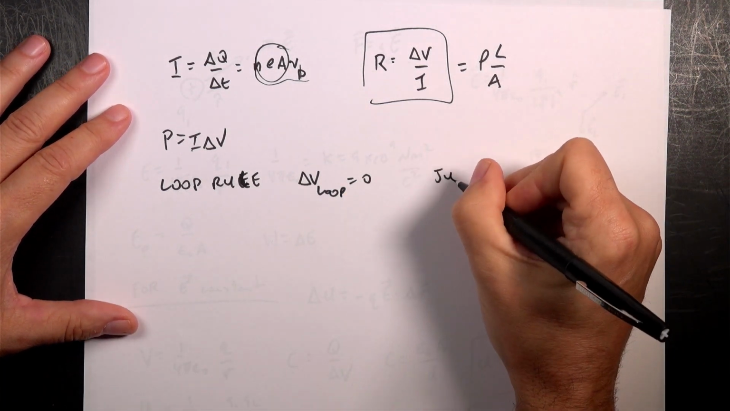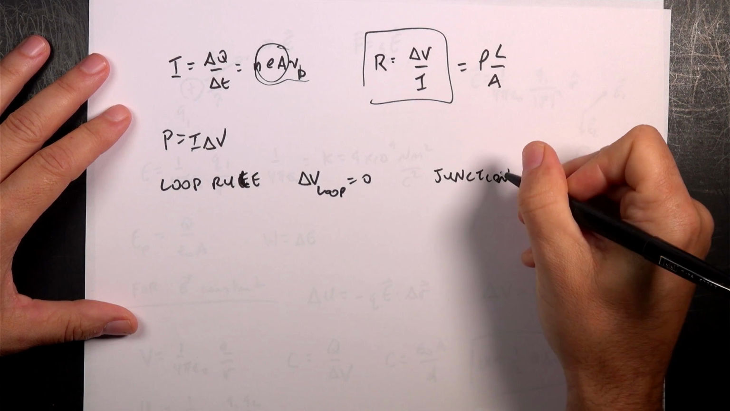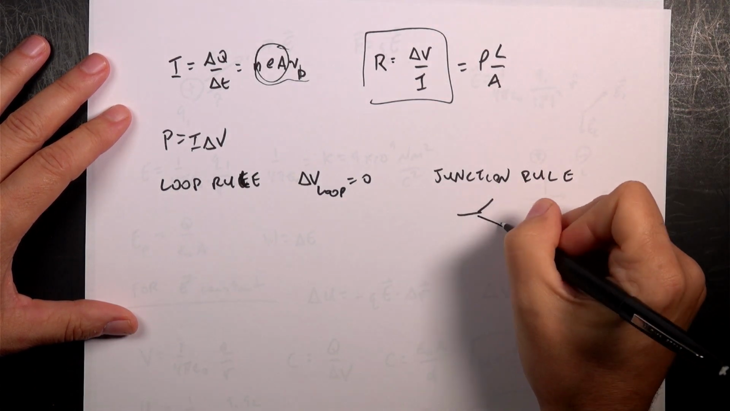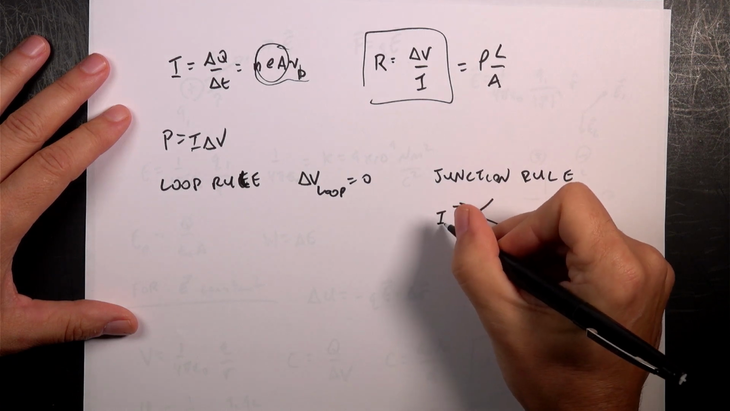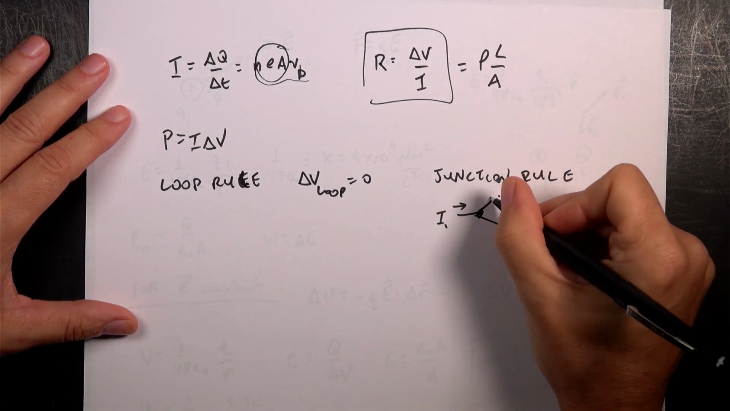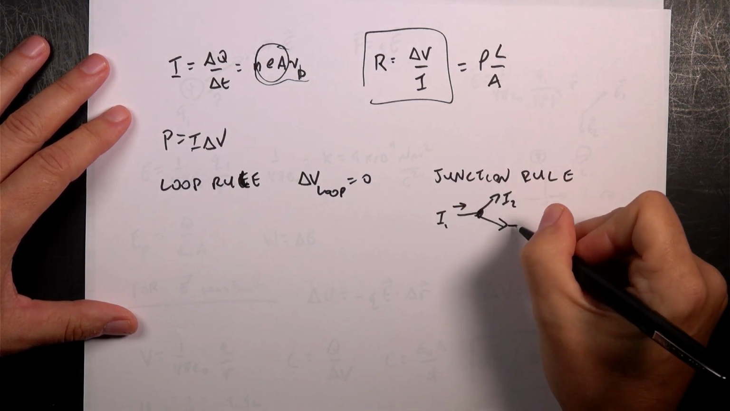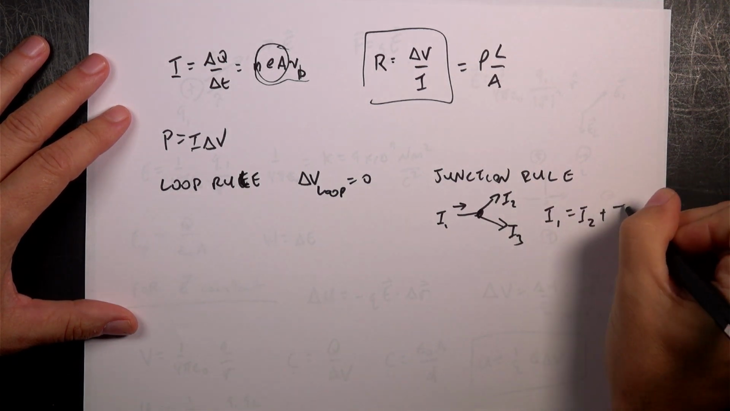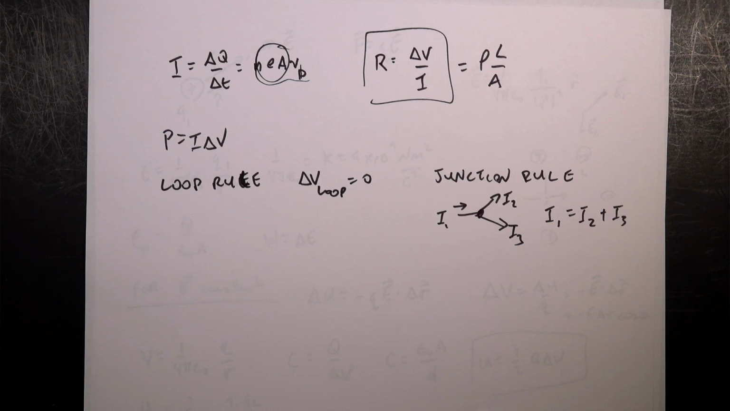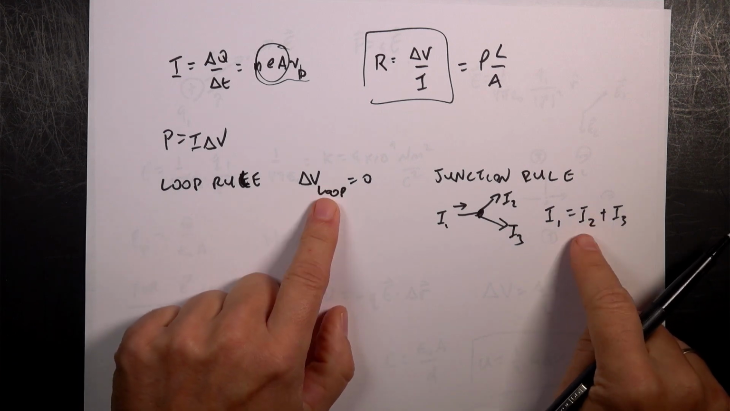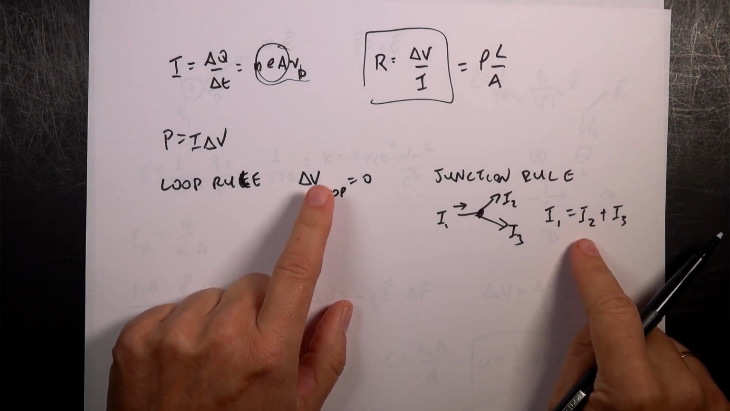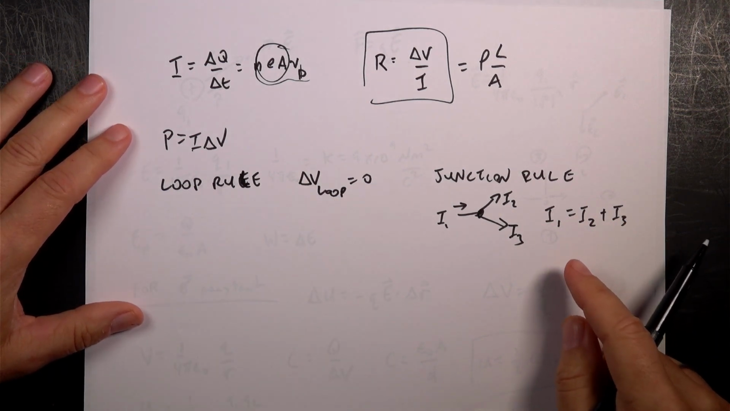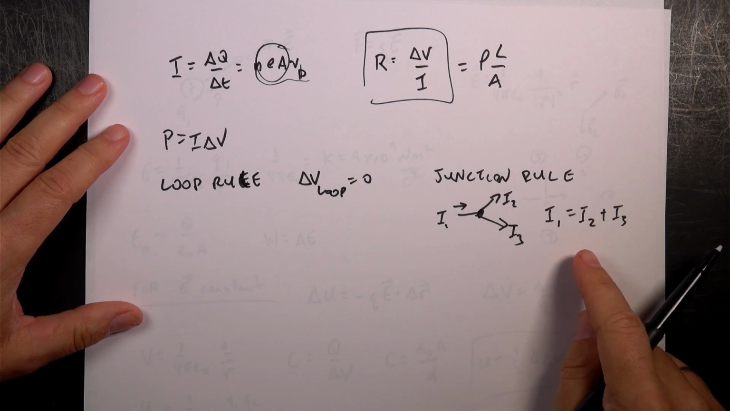Then we have the junction rule. This says that if I have current I1 coming into a junction where more wires meet, and then I2 leaving, I3 leaving, I1 equals I2 plus I3. And you can have as many wires as you want. But these two together are how you solve for all those circuit problems, to find the current in a different branch or something like that.